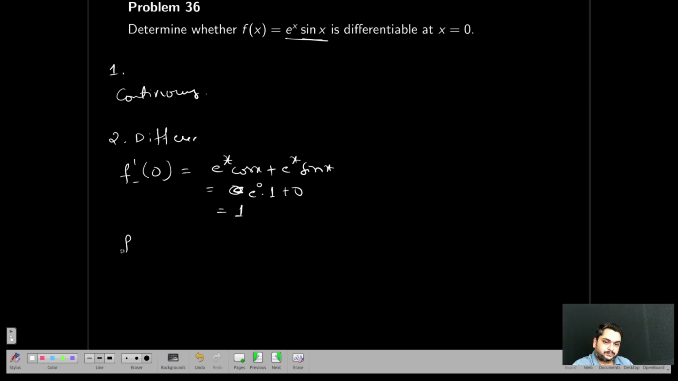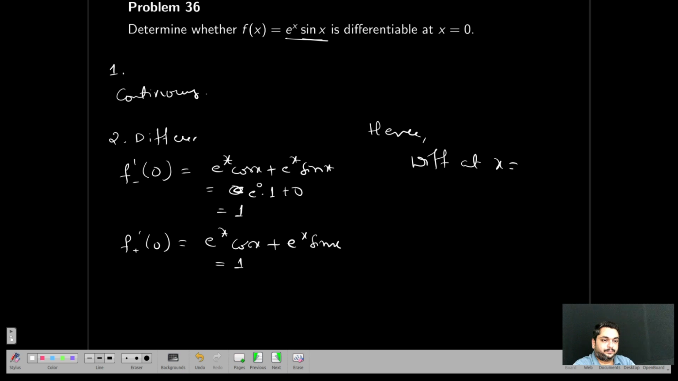Now, similarly, right hand derivative. You will again get the same value, cos x plus e power x sin x. So this is equal to 1. So both derivatives are equal, hence differentiable at x equal to 0.